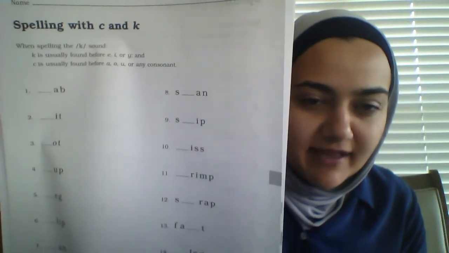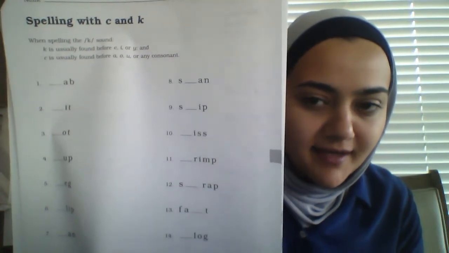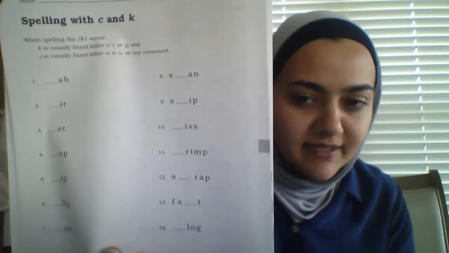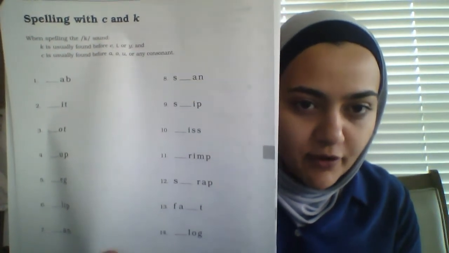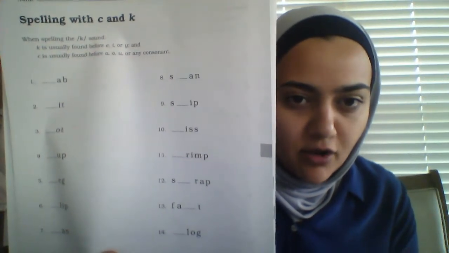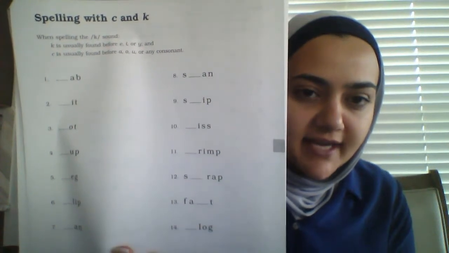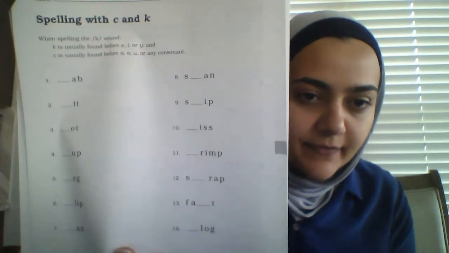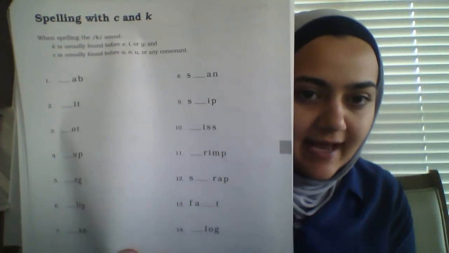It says when spelling with the K sound, whenever you see those lines between the K, they don't mean the K sound, they mean the K. That means you want to say the sound of the letter. K is usually found before E, I, or Y, and C is usually found before A, O, U, or any consonant. So to me, it would be easier if we would just fill in all the K's and then we go back and fill in all the C's. So the K, it says it's usually found before E, I, or Y.